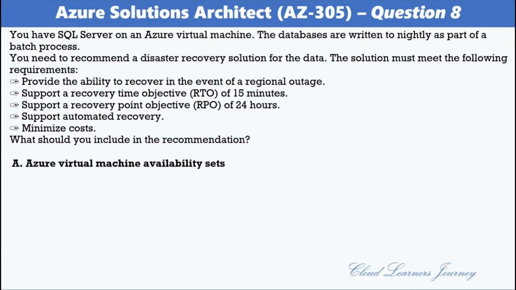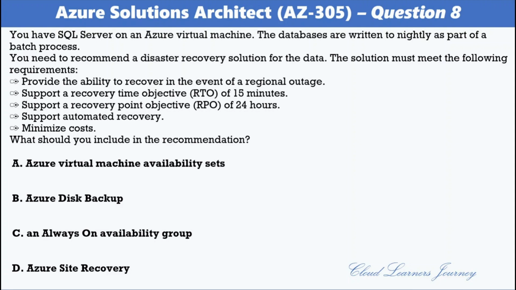What should you include in the recommendation? The options are A. Azure Virtual Machine Availability Sets, B. Azure Disk Backup, C. An Always On Availability Group, D. Azure Site Recovery. And the correct option is Azure Site Recovery. The reason is replication with Azure Site Recovery: RTO is typically less than 15 minutes, RPO is 1 hour for application consistency and 5 minutes for crash consistency.